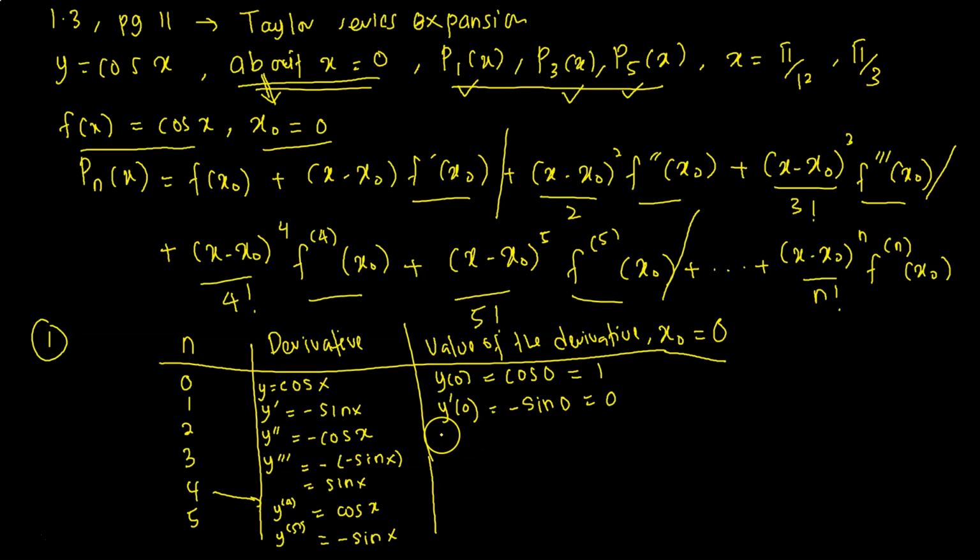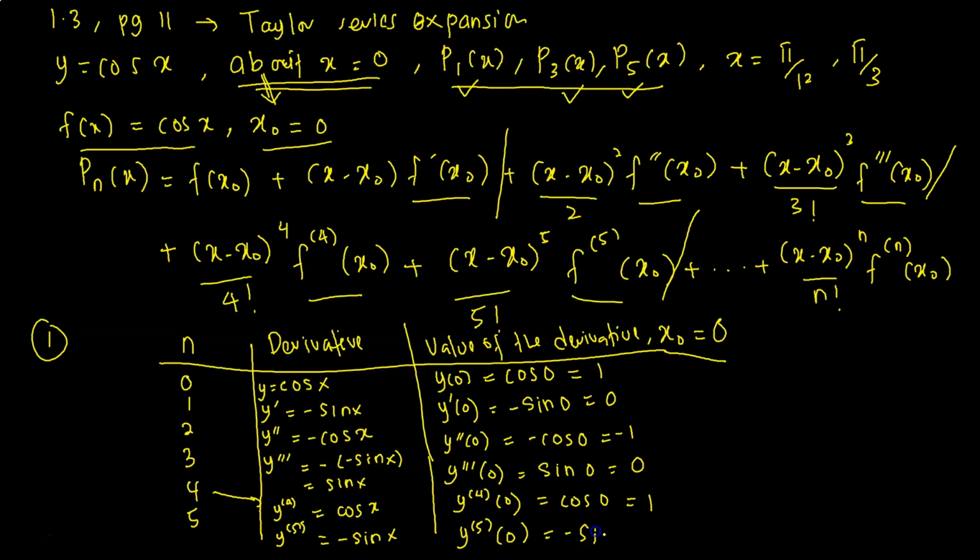And then again, the same thing we did for y double prime, y triple prime, and so on. So y double prime 0 will be negative cos 0. Use your calculator: cos 0 is 1, negative, so it is negative 1. y triple prime 0 is equal to sine 0, so equal to 0. The fourth derivative is equal to cos 0, so equal to 1. And the fifth derivative is equal to negative sine 0. Use your calculator, you get 0.